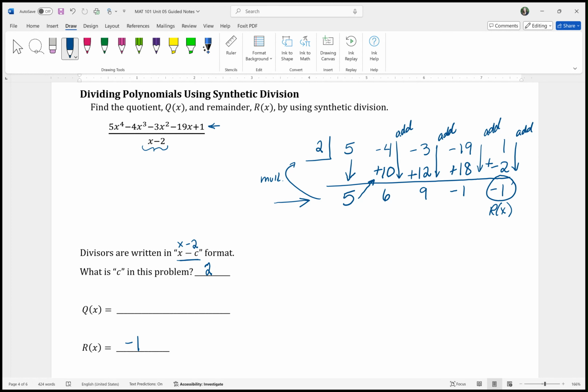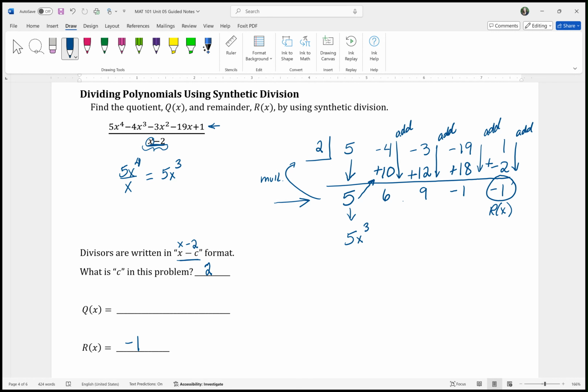Now, coming up with the quotient takes a little more thought. We started out with a term 5x to the fourth. And we divided by x minus 2. But forget the 2 for a second. Really, we just divided by x if we're looking in terms of just the variable parts. So if I do that division, then that means my first term in the quotient is going to be 5x to the third. So this 5 right here is going to give me the first term in the quotient, 5x to the third.